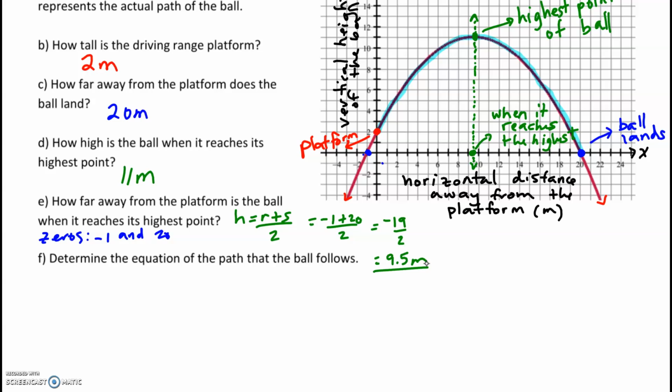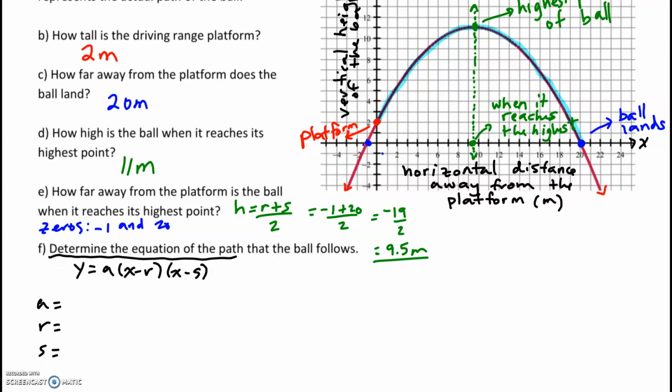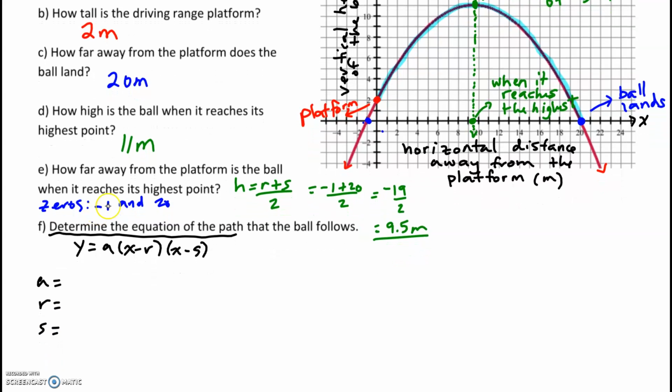The last part is we're going to determine an equation for the path of the ball. So remember, if you're asked for an equation of the path, our final answer is going to be in factored form. And I need three things. I need my A value, I need my R, and I need my S. So my R and my S we already said is -1 and 20. And I don't have my A, so I need a point.